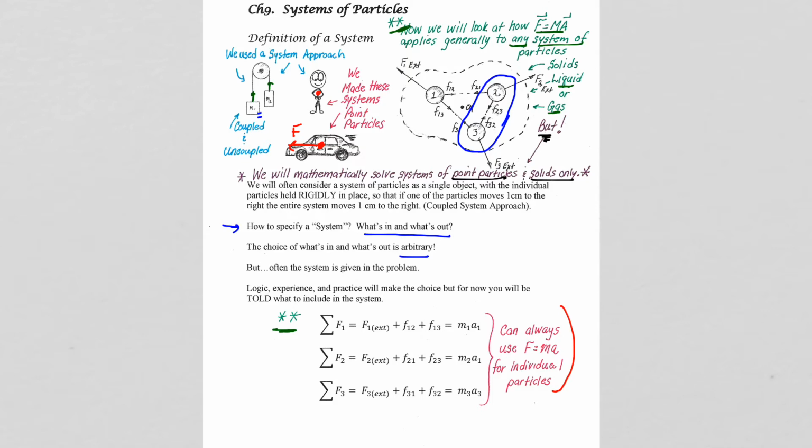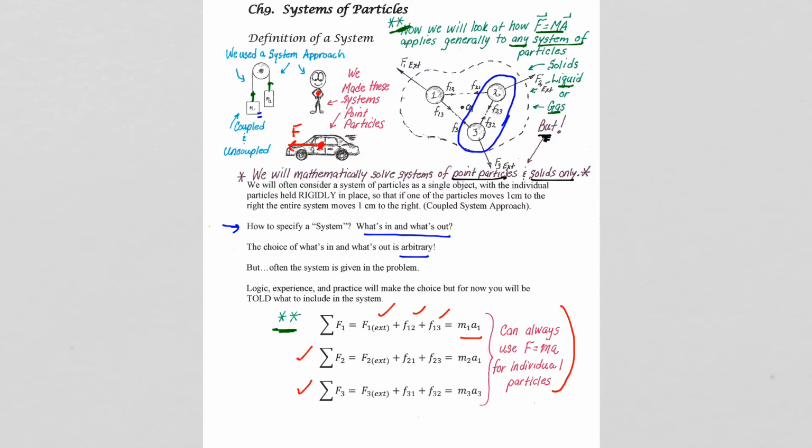Now the internal forces count in terms of the movement of just particle A. So if I'm isolating particle A, I have to look at all the forces. The external force that is on particle 1 plus any of those internal forces will equal mass 1 times acceleration. And then, of course, we do the same thing for F2 and F3.